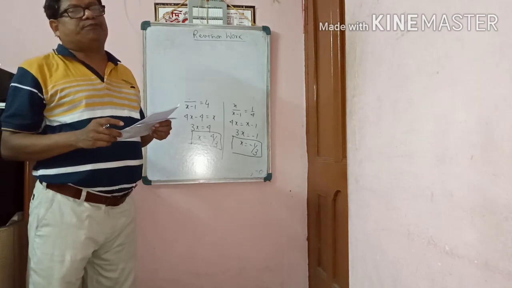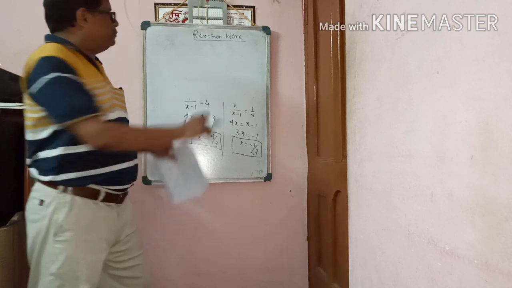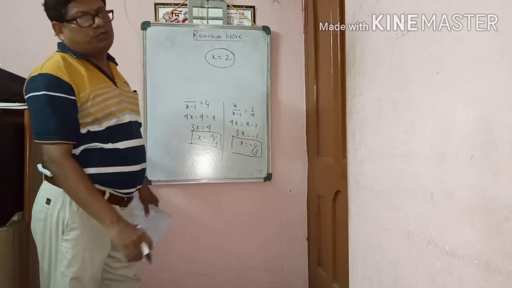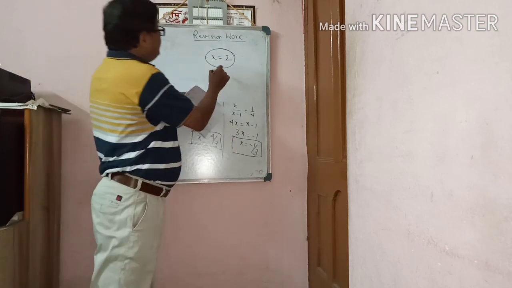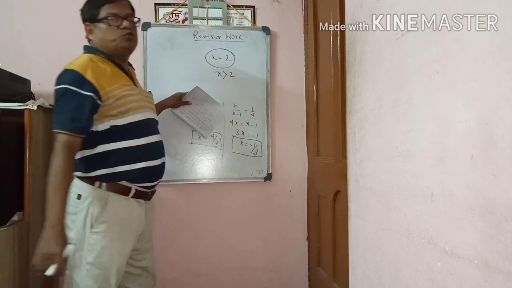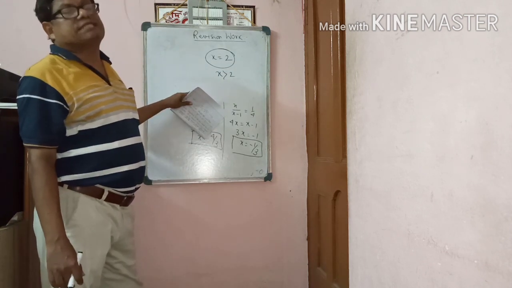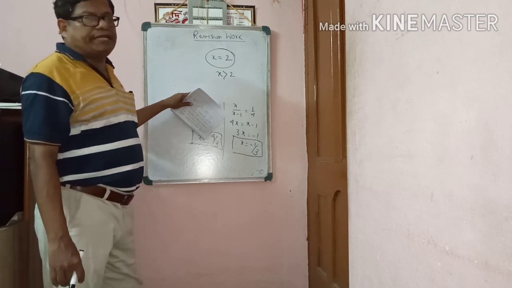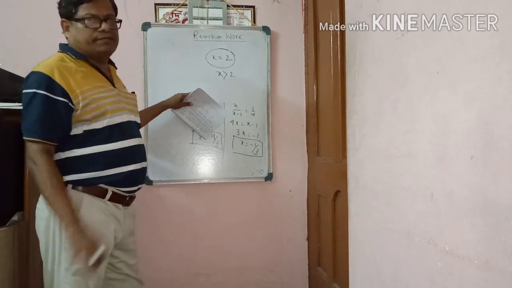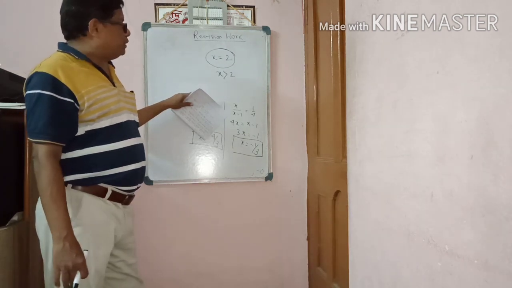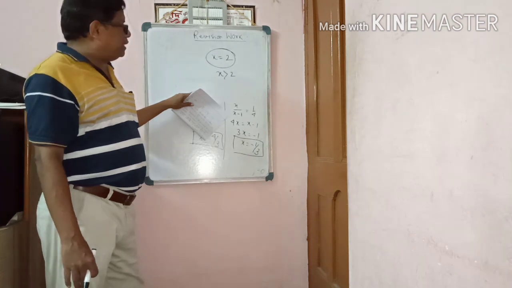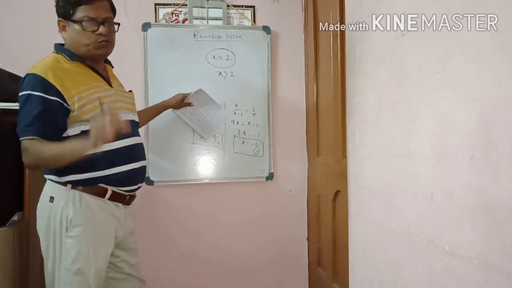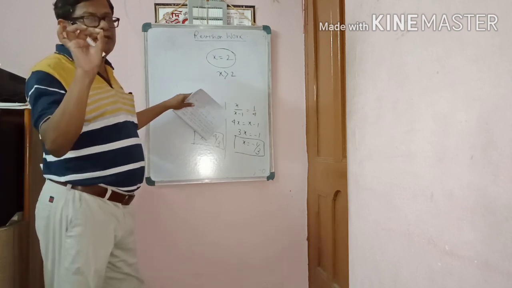An equation is satisfied by only one value. Suppose you write x equal to 2, only one value, x equal to 2. Suppose you write x greater than 2, so there are many values: 3, 4, 5, 6, 7, 8 and so on. So an inequation is satisfied by many values. Any equation is satisfied by only a fixed value, one value.